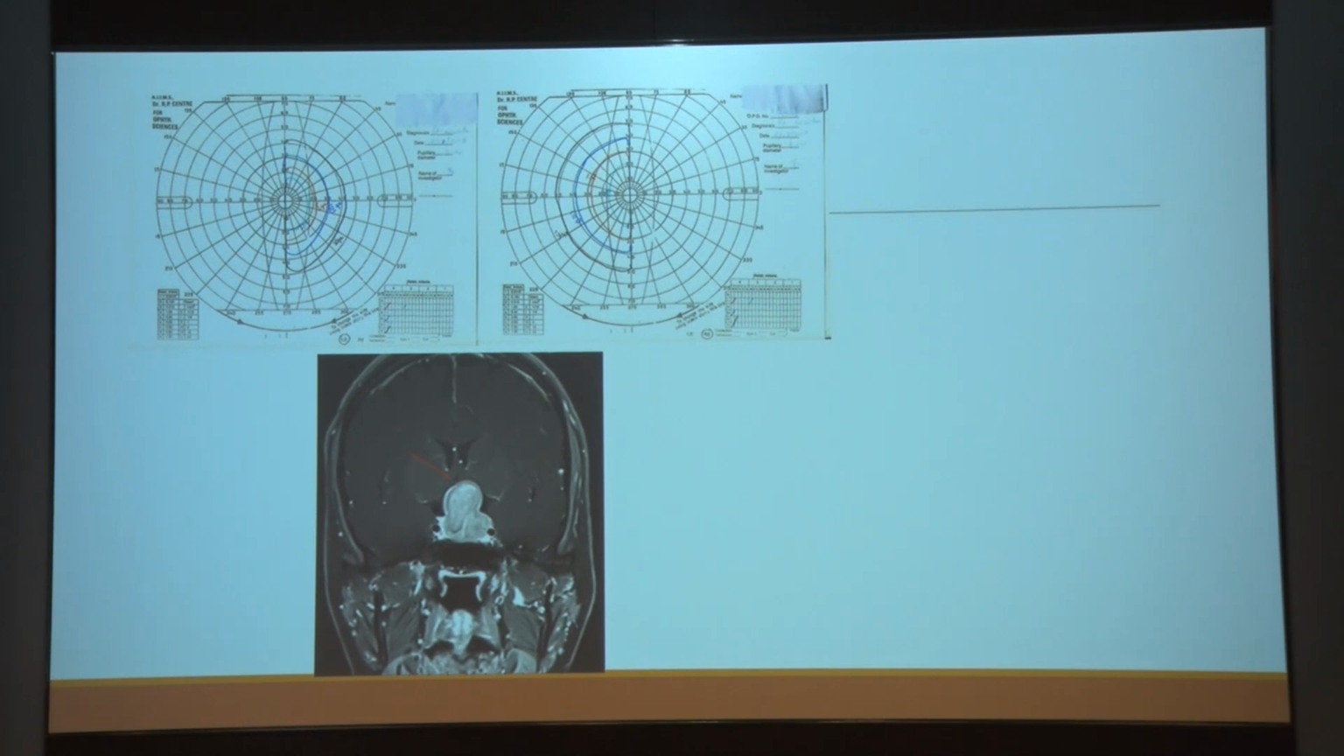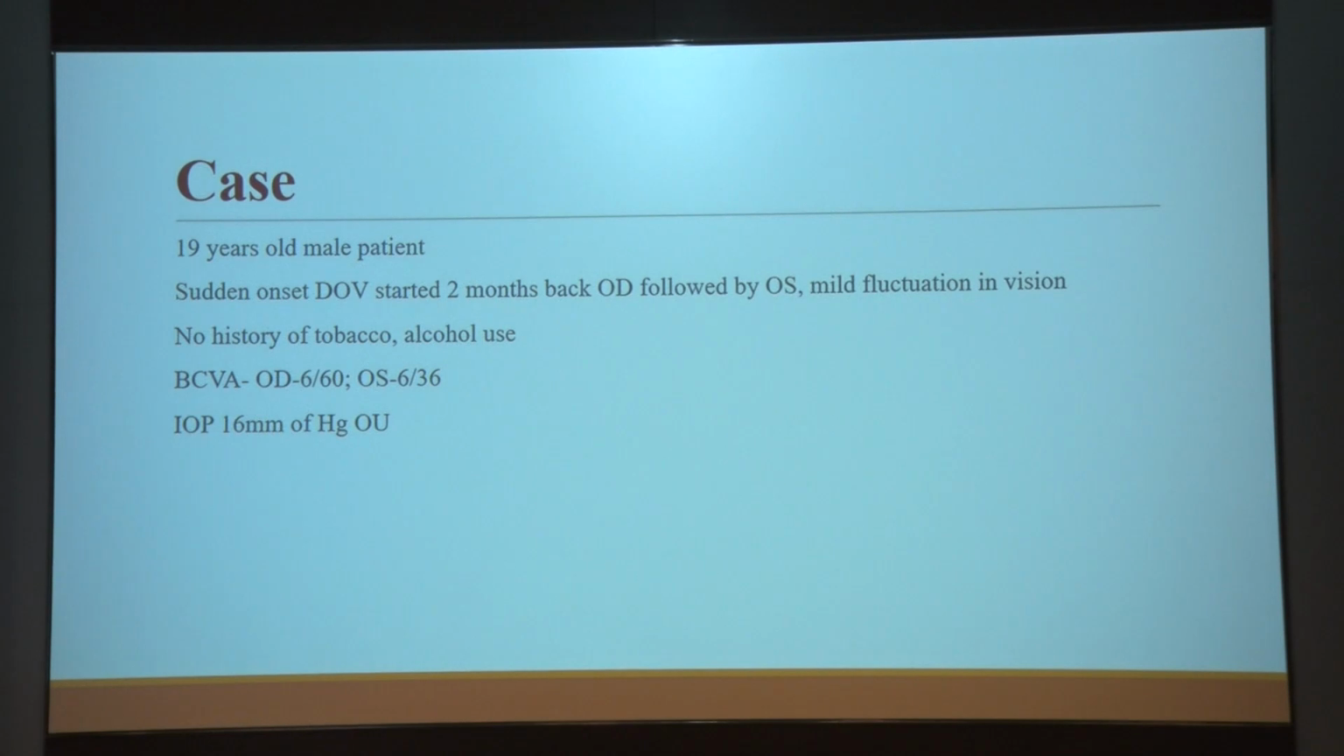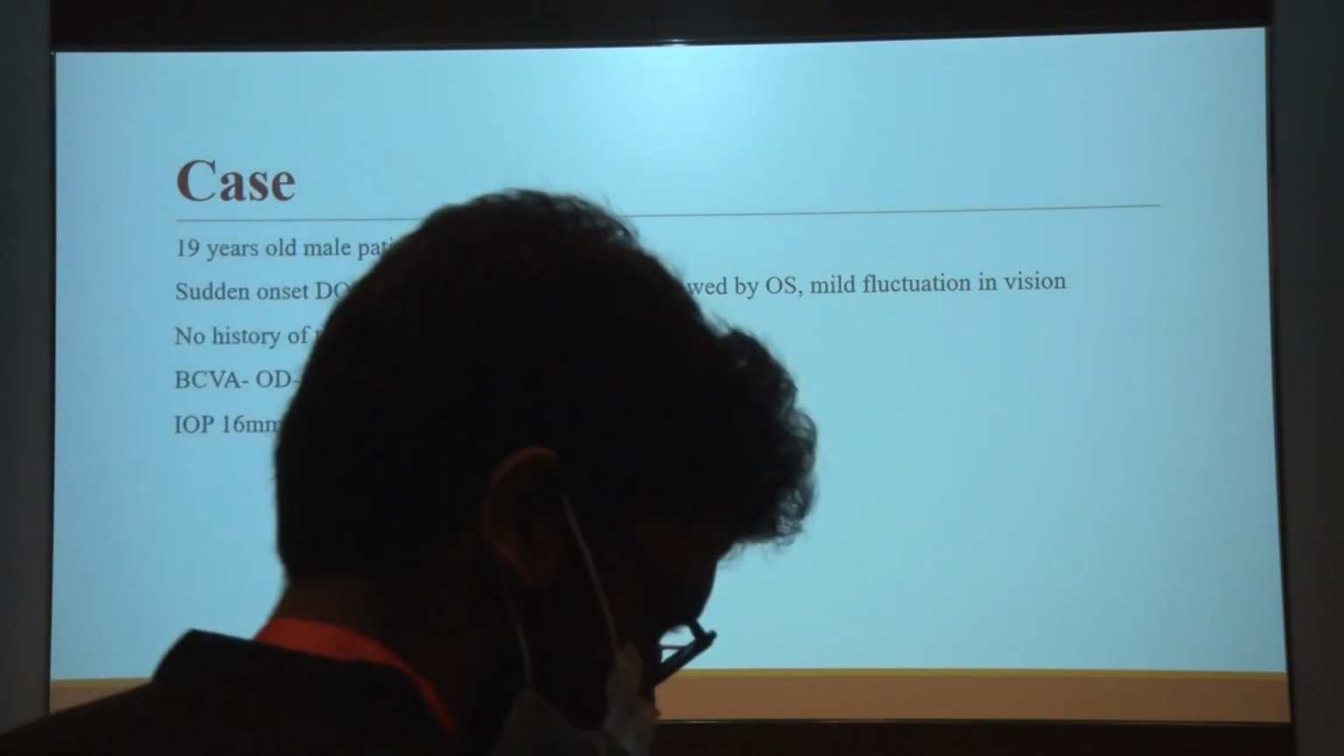This kind of a field defect respecting the vertical meridian has to be neurological. So that's a suprasellar mass, most likely a pituitary macroadenoma. Another case, a young patient who started with a decrease in vision 2 months back in one eye followed by the other eye, with mild fluctuation in vision.